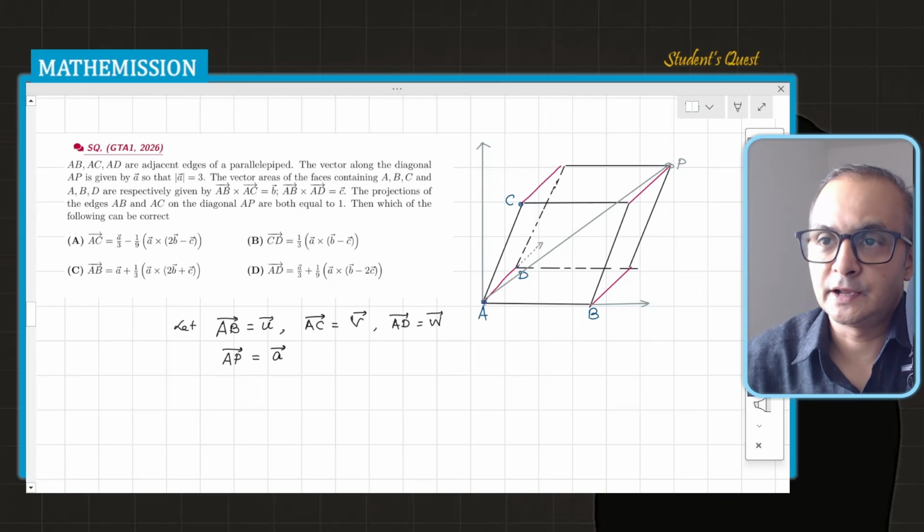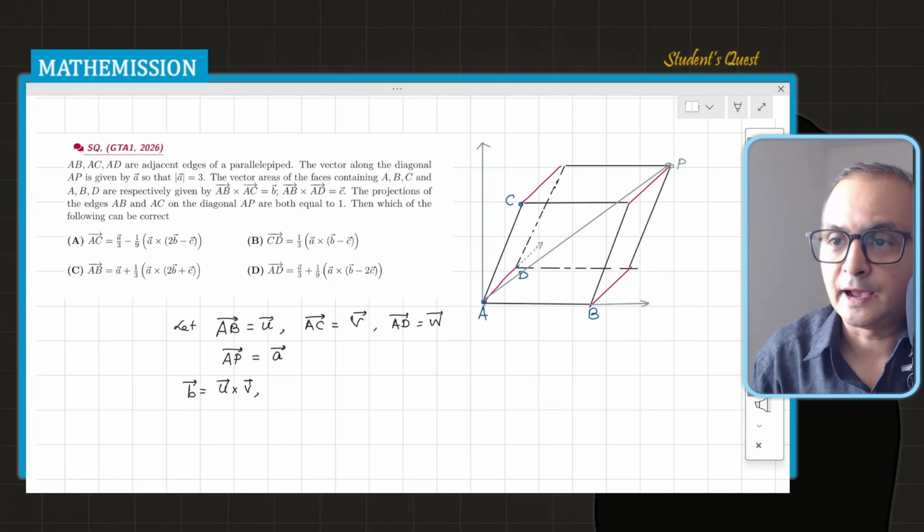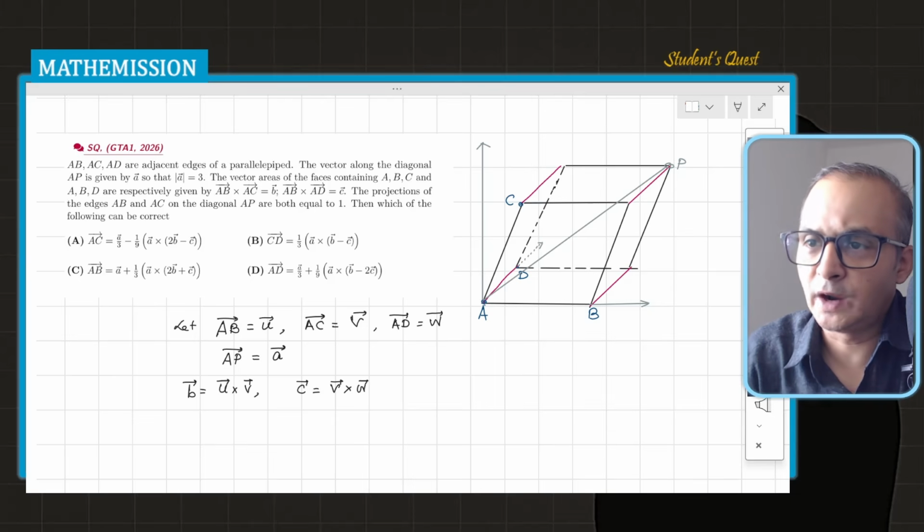The vector areas of the faces containing A. So ABC, this is AB cross AC. So I can say that AB cross AC is now U cross V. So I can write the B vector is U cross V. And the C vector is V cross W. This way we have avoided writing AB, AC, and AD always.